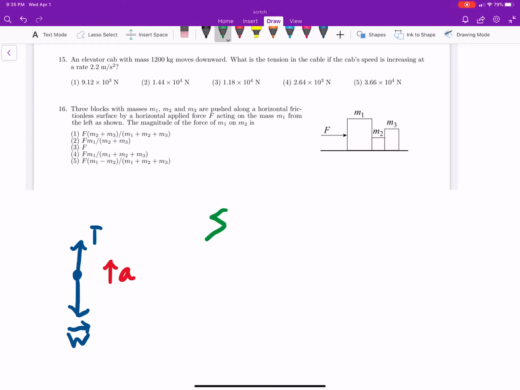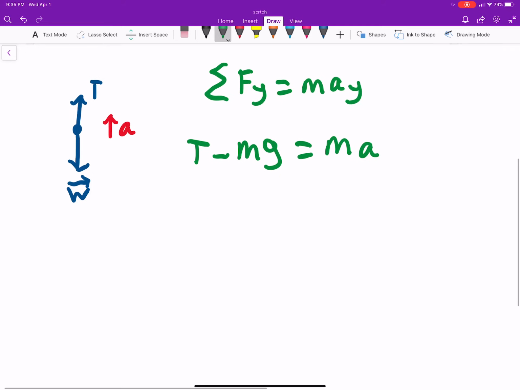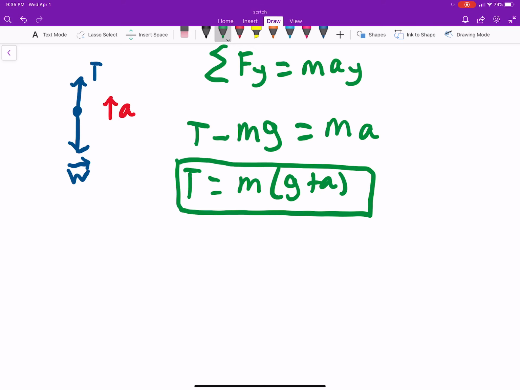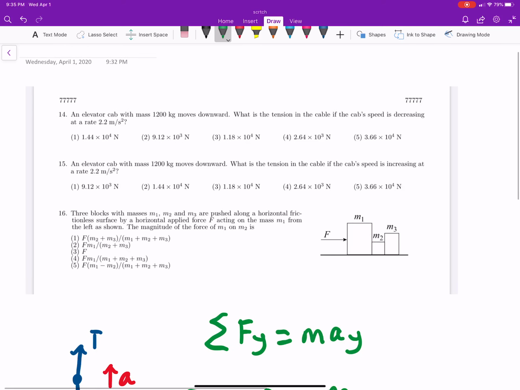So then we can do Newton's second law in the y direction. This is really just one-dimensional motion, but worth doing. Tension minus the weight force, which is mg, equals ma, and since the acceleration is pointing up, that's positive. Tension equals mass times gravity plus acceleration. If you plug those in, you should get about 1.14 times 10 to the 4th newtons.